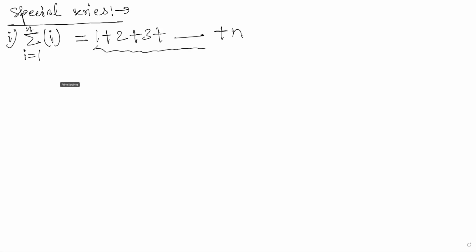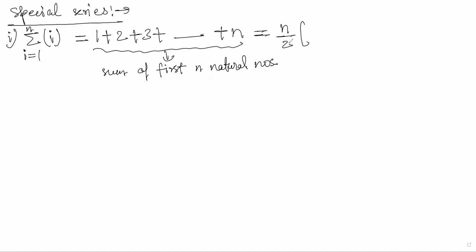Yes, sir. This is nothing but the sum of first n natural numbers. And this is also an AP. And you've already solved this series. How can it be solved? Total number of terms is n. I am just applying the formula for AP: number of terms divided by 2, first term plus last term. This is n into n plus 1 by 2.